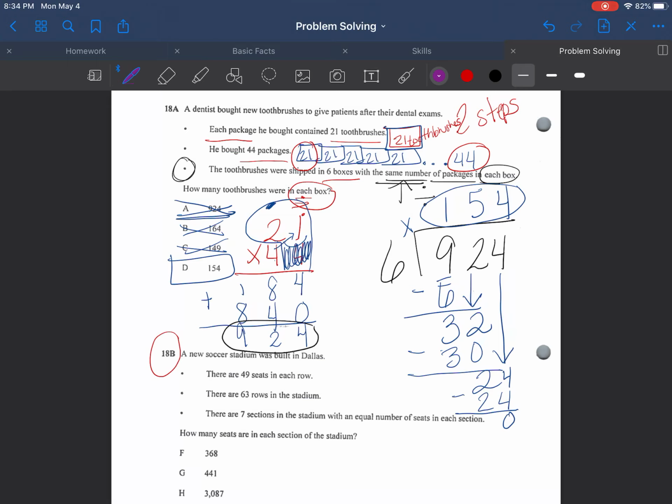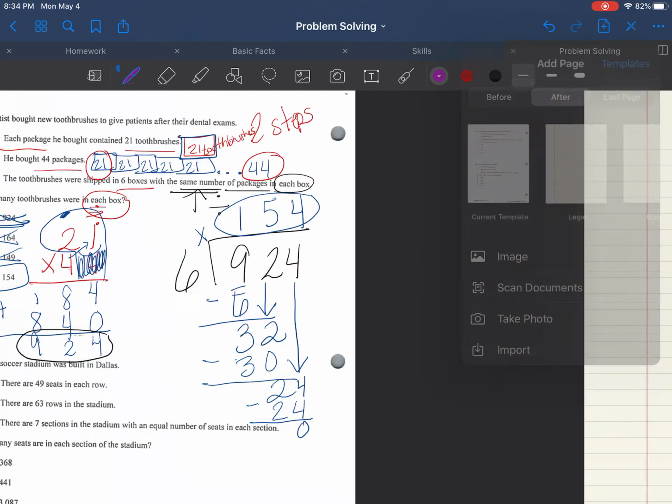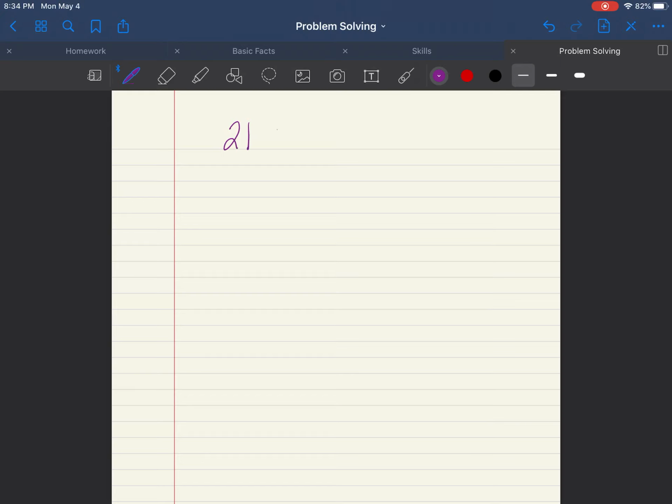Now, I do want to do these 2 operations using our box and also our area model, just because some students like to multiply like that. So I want to make sure that you're working and practicing your multiplication and division. So I'm going to go ahead and do this problem. 21 times 44 equals product.